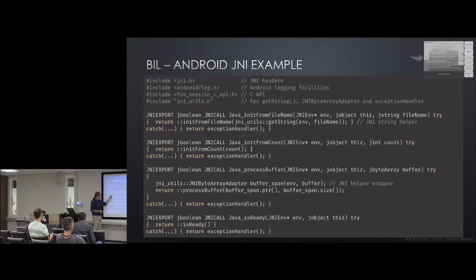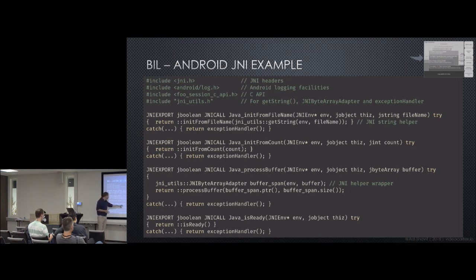So for example, we saw init from file name requires a string. But this string is actually going to come from Java. It comes from the JVM, the Java virtual machine. And the way we need to get the characters of a string requires some work involving the environment. The environment is like the hook into the JVM. So I'm using some helper RAII utilities that I wrote to help me get this string and convert it to std::string. And then the string is going to be released properly to the JVM.